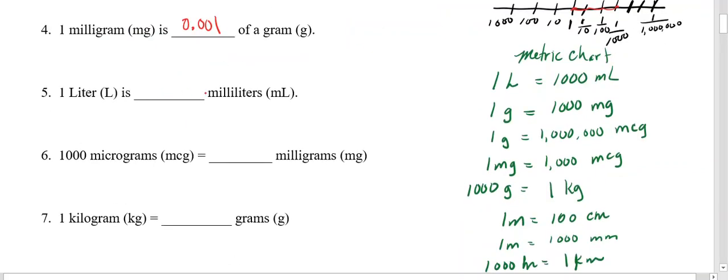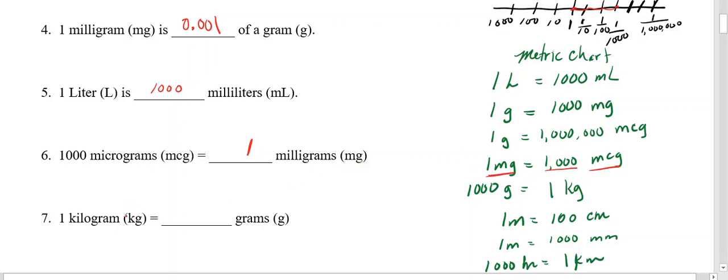Now, let's move on to number 5. 1 liter is equal to how many milliliters? We'll go over here. 1 liter equals 1,000 milliliters. So see, if we just memorize it, then we know it. We don't have to use the chart. Now, this one's worded weird because it's read backwards than what I have it listed. 1,000 micrograms equals how many milligrams? Okay, so let's go over here and find 1,000 micrograms equals 1 milligram. So I told you you could read it backwards or forwards.